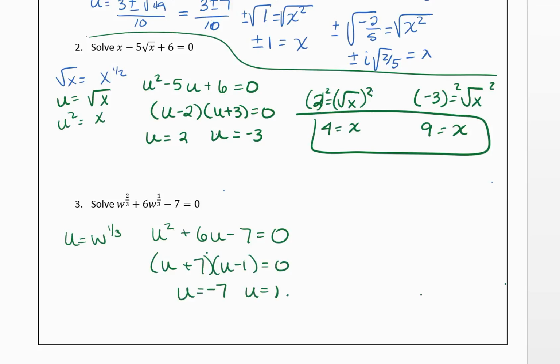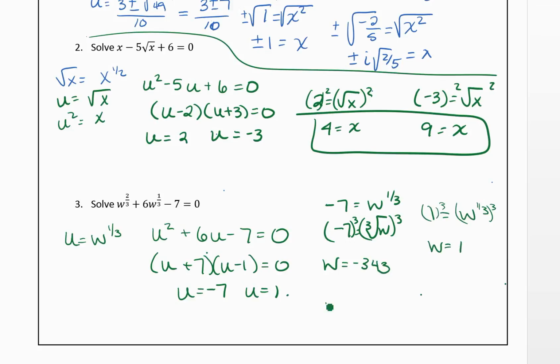So we're going to put both those here. We have negative 7 equals w to the 1/3. Now that's the same thing as negative 7 equals the cube root of w. And so to solve that, we need to take the cube of both sides. So negative 7 cubed is going to be negative 343. So we get w equals negative 343. And then we would have 1 equals w to the 1/3. So if we cube both sides there, we would just get 1. So w equals 1. So our solution would be w equals 1 or w equals negative 343.